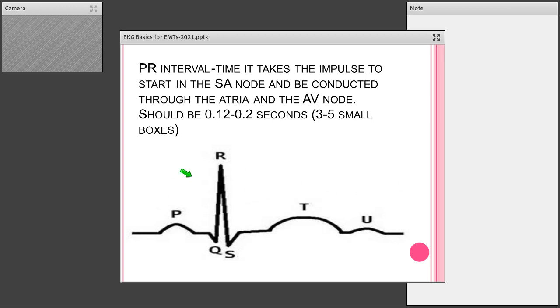The PR interval, which is helpful when you're looking at heart blocks, which is going to come up in a little bit, is from the beginning of the P wave, so from here to the beginning of the QRS complex, which is right here. And if we had boxes, you would be able to count. If there were 3 to 5 small boxes in that PR interval, that would be normal. If it was longer, then that would be considered a first-degree heart block.